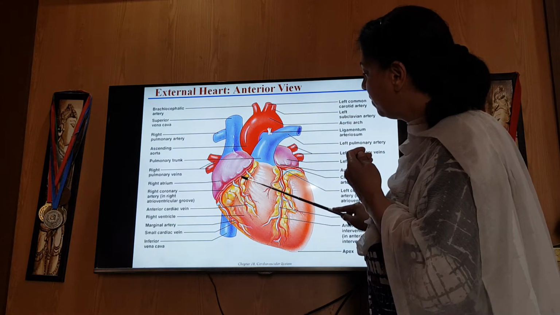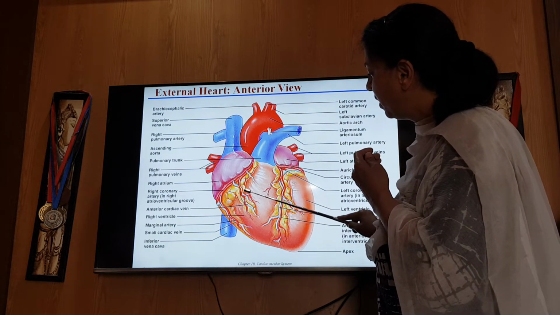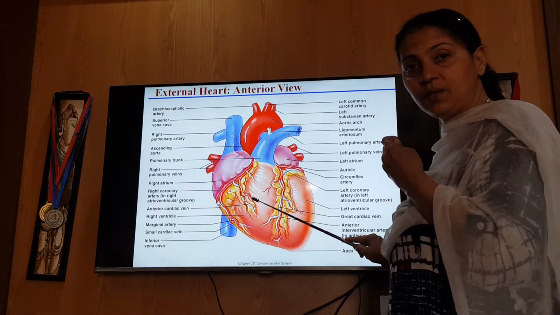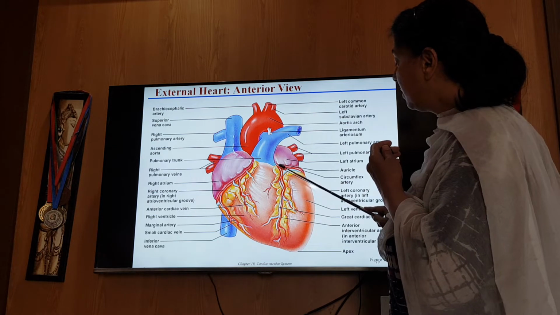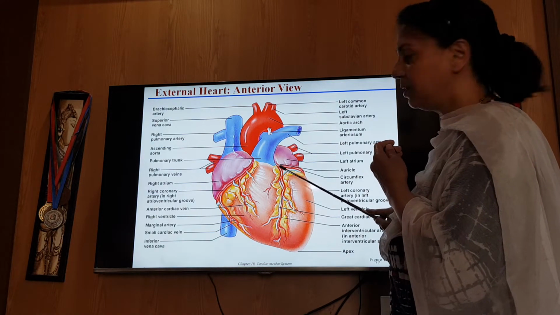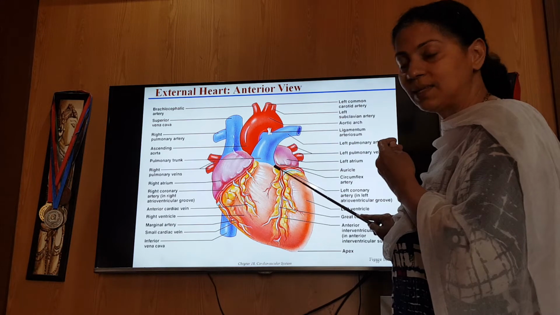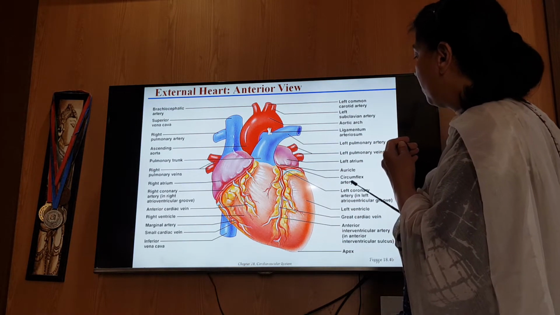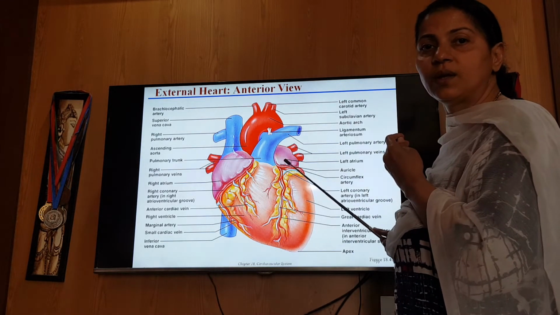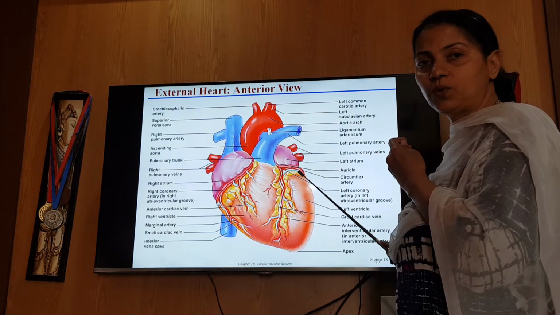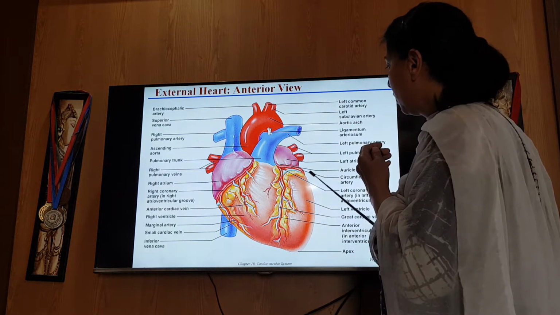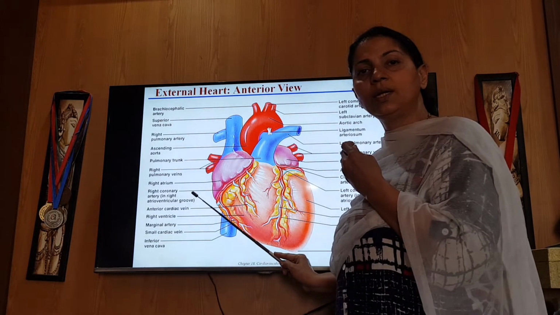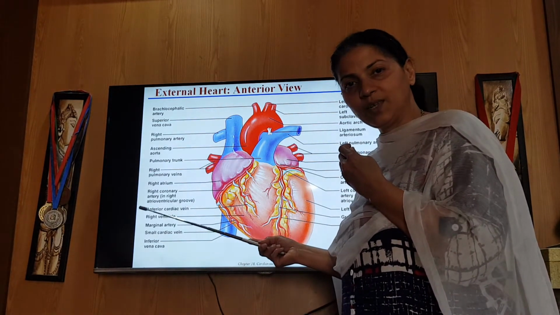Then we can see one more branch coming over here on the anterior surface of the right ventricle to supply the muscles over here. Then this is the left coronary artery. It is very small in size. It is giving one artery which is called circumflex artery, because circumflex artery is always going to anastomose. So it is going to anastomose behind with this right coronary artery on the posterior aspect.